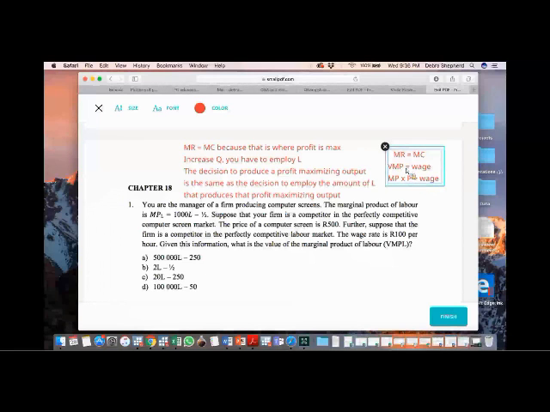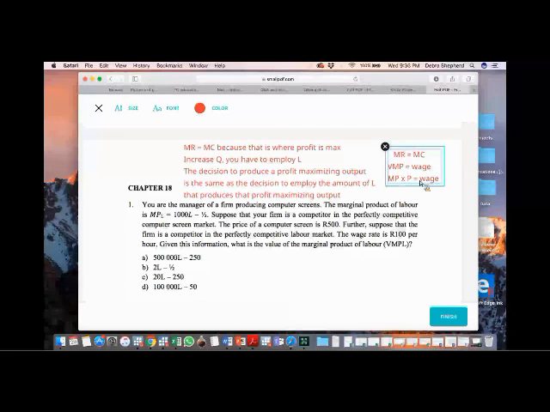So you will employ somebody as long as the value they bring in the form of revenue is at least equal to or greater than what it costs you to employ them. So this is the marginal benefit of employing a person. This is the marginal cost of employing a person. If the marginal benefit is greater than the marginal cost, you employ them. If the marginal benefit equals the marginal cost, you employ them.